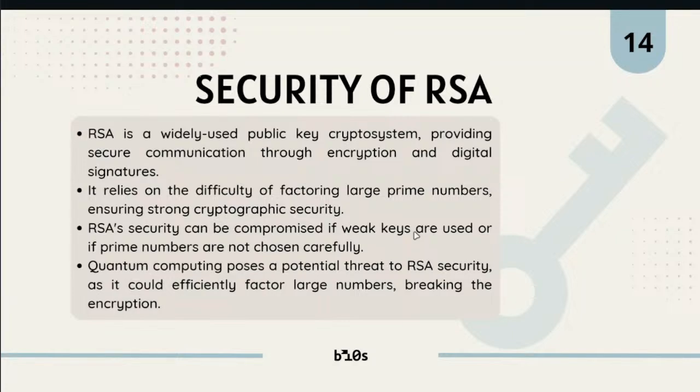And as I said, RSA relies on huge prime numbers and the inability of computers to factor them. You can see it relies on the difficulty of factoring large prime numbers, ensuring strong cryptographic security. So if they're hard to factor, you saw that you need phi of n at the stage of computing the private key. D is equal to E inverse mod phi. And phi of n needs to be computed using p minus 1 into q minus 1. We need p and q.